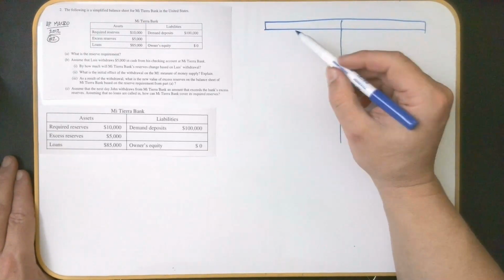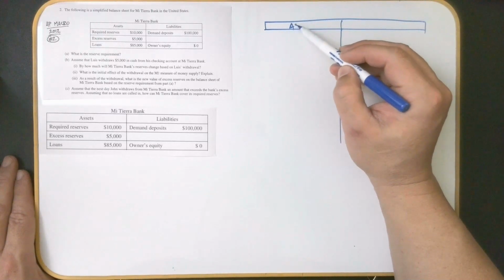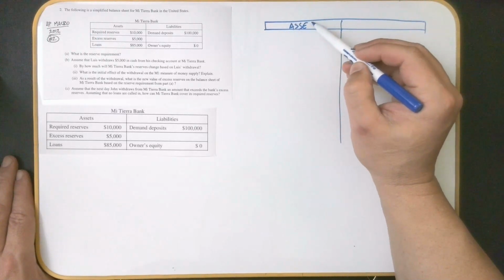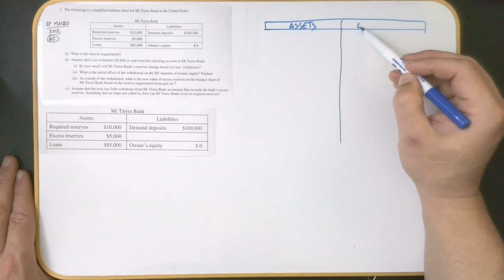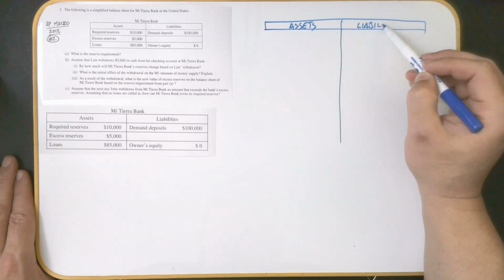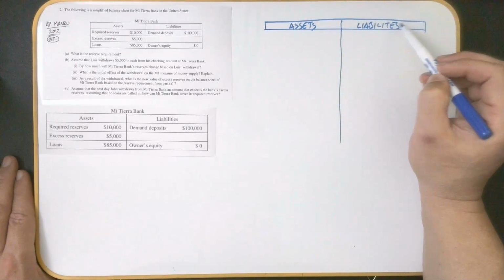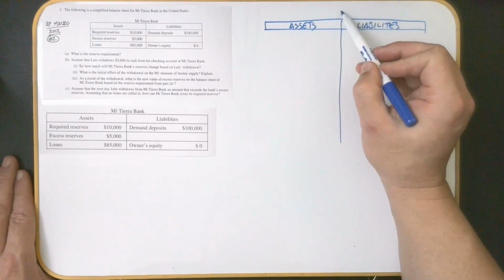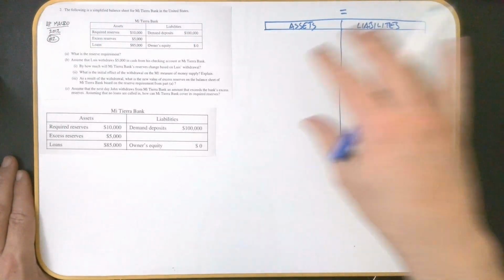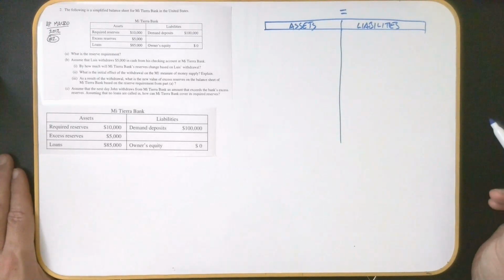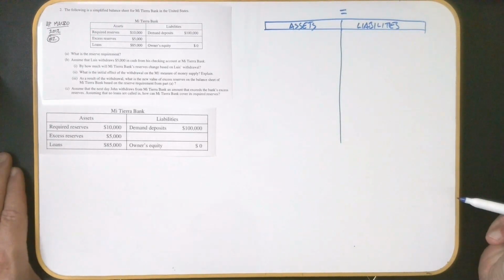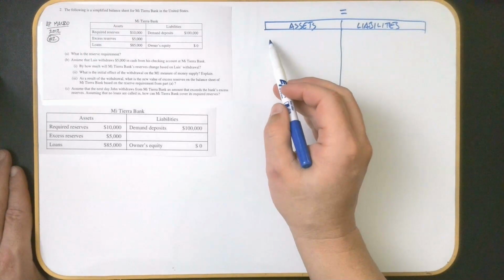The balance sheet will be divided up into two sides, and the left side is going to be the assets, and the right side is going to be the liabilities. The main thing here is that these always have to equal each other. The left side always has to equal the right side. But the part that's inconsistent is the types of assets and liabilities that you're going to see.